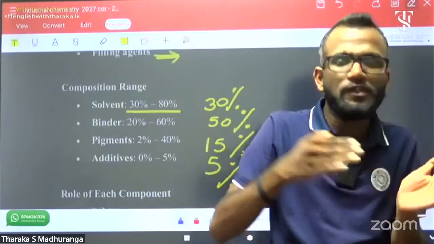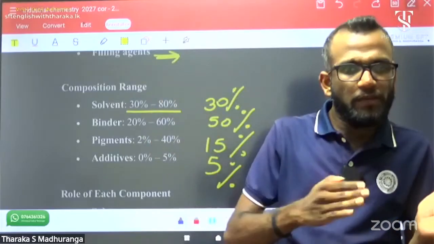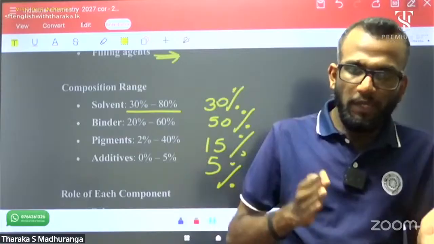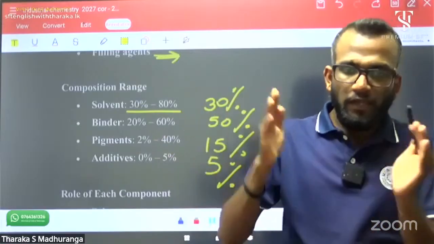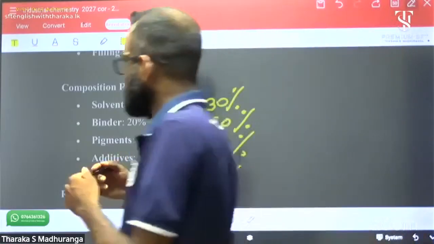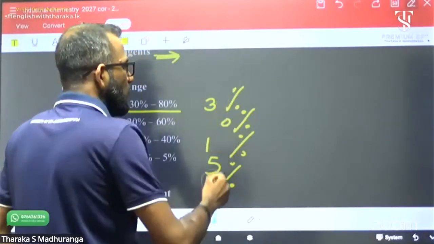Solvent can be 30% to 80%. Binder 20% to 60%. Pigment 2% to 40%. Additive 0 to 5%. Okay.